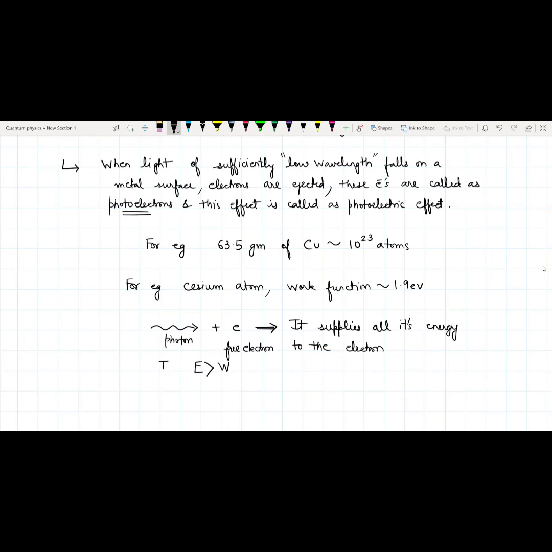If it is greater than the work function, this electron will come out from the metal. Okay, the electron comes out from the metal.